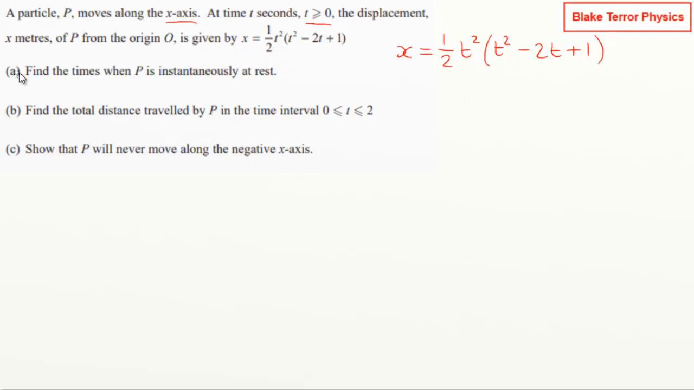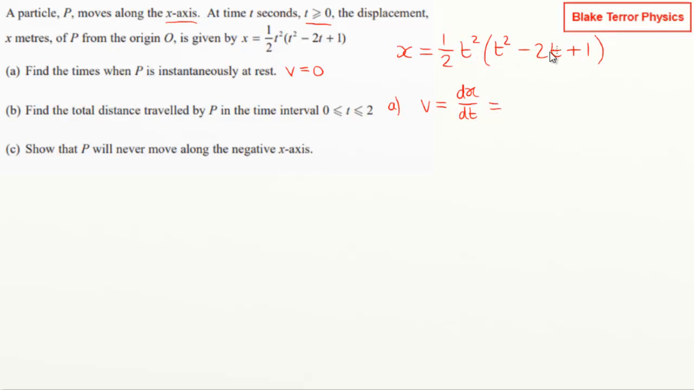For part A, we need to find the times when P is instantaneously at rest, so i.e. when the velocity is equal to 0. Right, so the velocity is the rate of change of the displacement, which is dx dt. So we need to differentiate this function and then set v equal to 0, i.e. we're finding the turning points from a graphical point of view, just thinking, straight calculus, we want to find the turning points of this displacement function, because every turning point is a point of instantaneous rest.